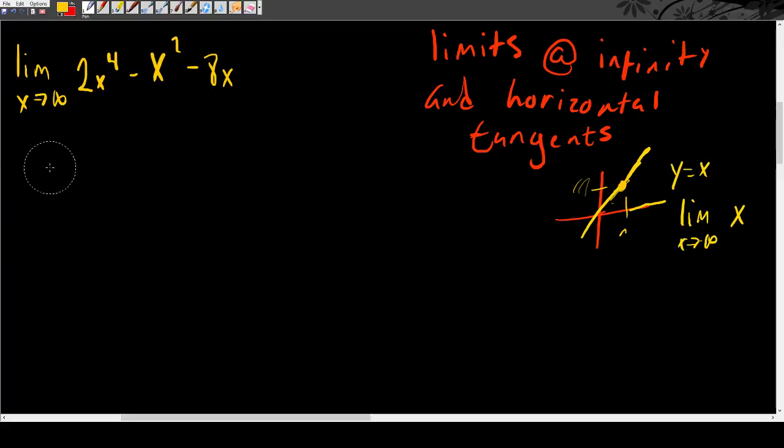Essentially, what I'm going to do is say, okay, I'll take out an x. No, because I'll still have infinity over infinity. Okay, I'll take out an x squared. Okay, well, then I get infinity minus 1. And that still equals infinity.